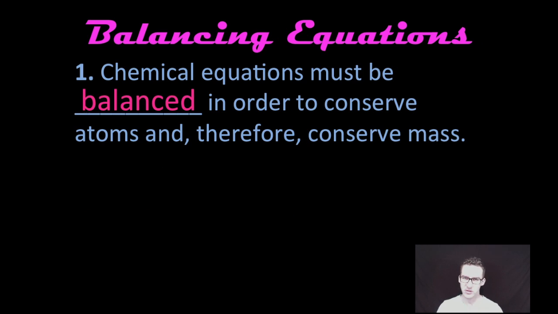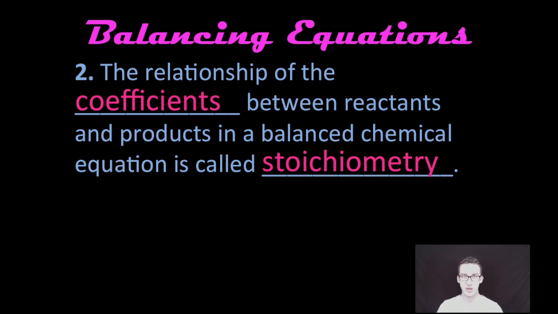Okay, and then the last part of your notes here, we're going to look at making sure we know how to balance chemical equations to show that conservation of mass. It's really important that you recognize here that the relationships of the coefficients between your reactants and products in a balanced chemical equation is called stoichiometry, and we'll get to that in just a couple of days.